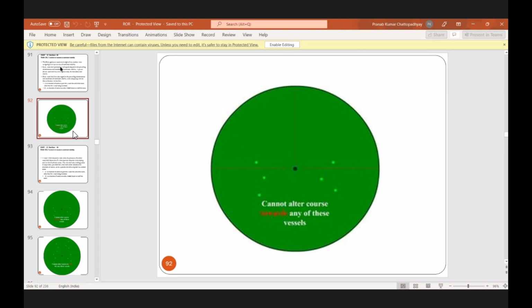And the vessel, you've got a vessel on the port side. Suppose in all these cases, you have overtaken all of them, then you can alter to port, provided you have overtaken these vessels, and then you can come. Otherwise, no.